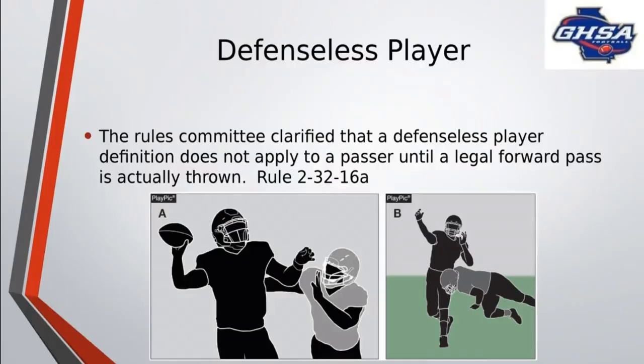The rules committee clarified that a passer, before he passes the ball, is not defenseless. The defenseless player rules do not apply to him until a legal forward pass is thrown. So even if he runs past the line of scrimmage and then throws the ball, so that's an illegal forward pass, he still does not have the defenseless player protection. Before he passes the ball, he does not have the protection. It has to be until a legal forward pass is actually thrown.